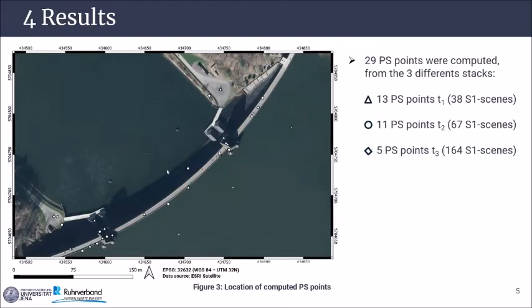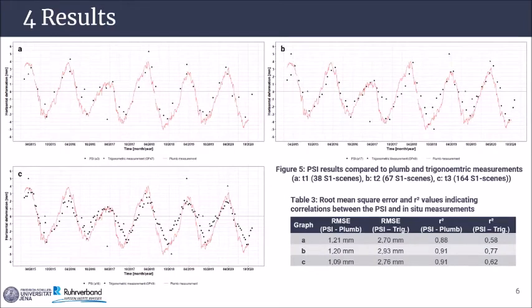The PS points are distributed all over the wall, mostly on top of the wall, with a high concentration on the 2 wall towers here in the east and here in the west. These graphs show the deformation profiles of the PSI measurements in comparison with the plumb measurements, which are marked in red, and the trigonometric measurements.